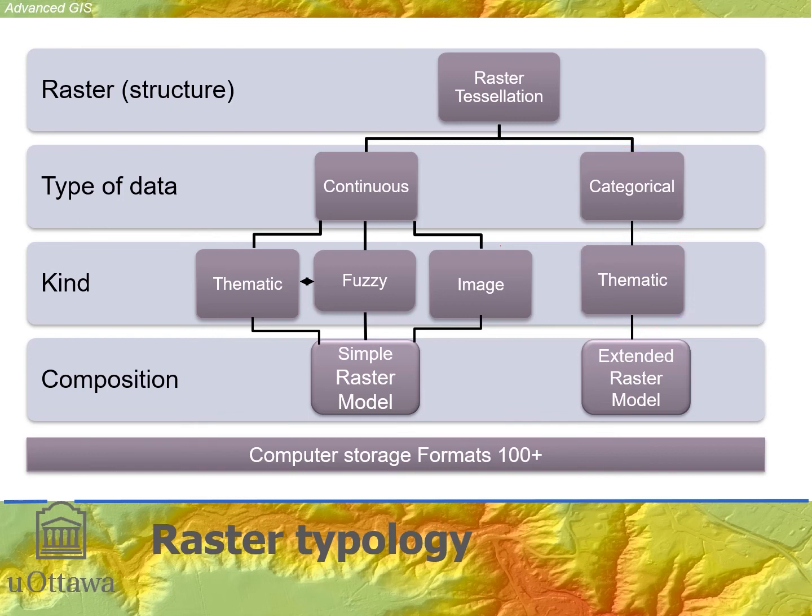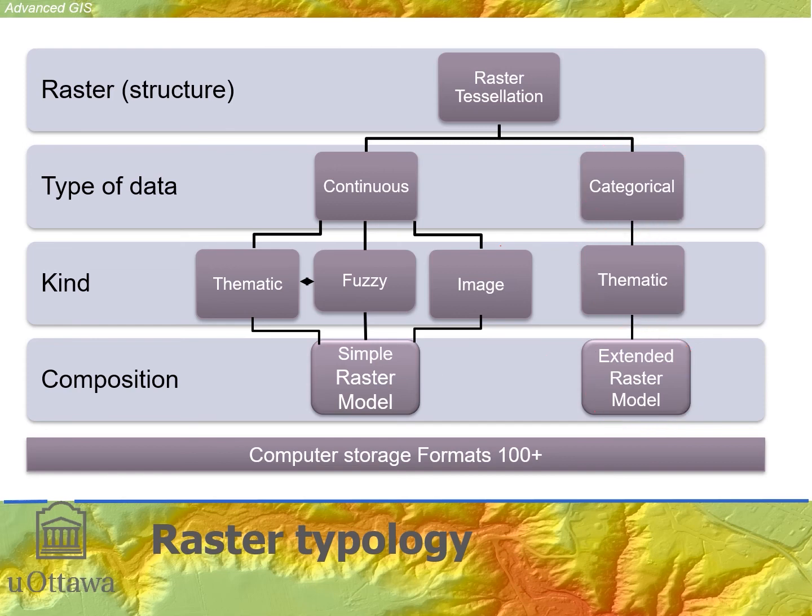In terms of the composition then, how that is organized within the computer, we have simple raster model and extended raster model. The extended raster model includes the simple raster model, as we'll see, but at the same time, the simple raster model does not include the extended raster model. So these are different things. And extended rasters only occur for thematic categorical rasters. And we'll see what that is.